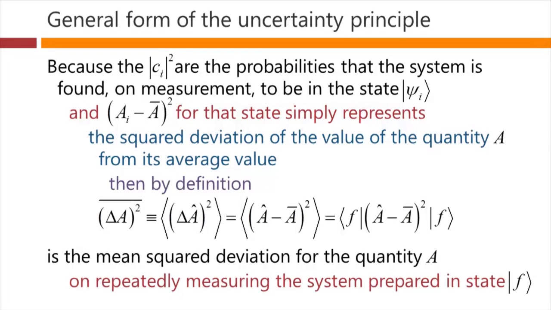So every time we do our experiment, we prepare it in the state f, we repeat it, we take the answers we get for A here, the measured value, and this operator's expectation value or average here is indeed the expectation value of that mean square deviation from the average.